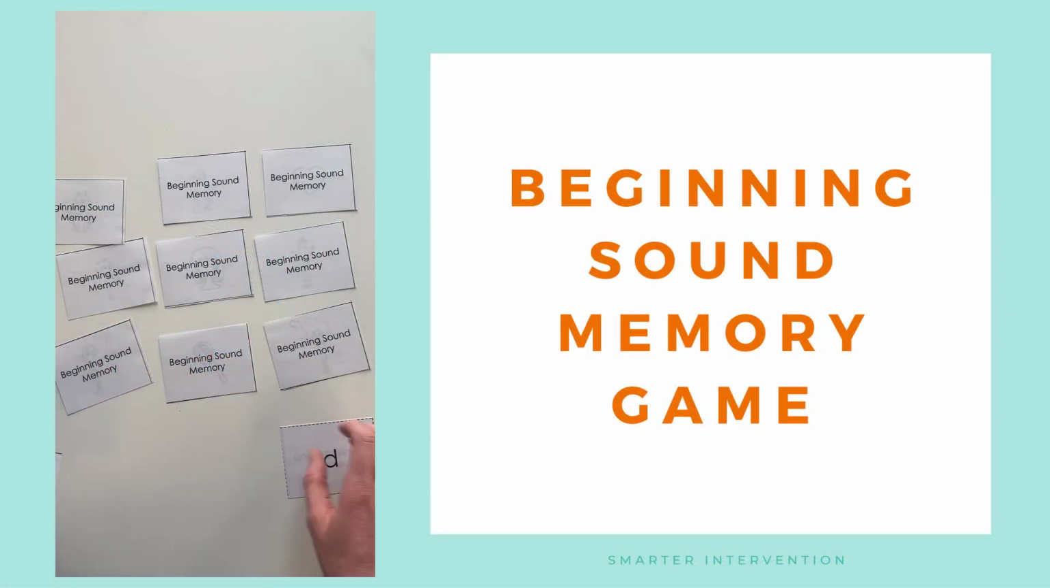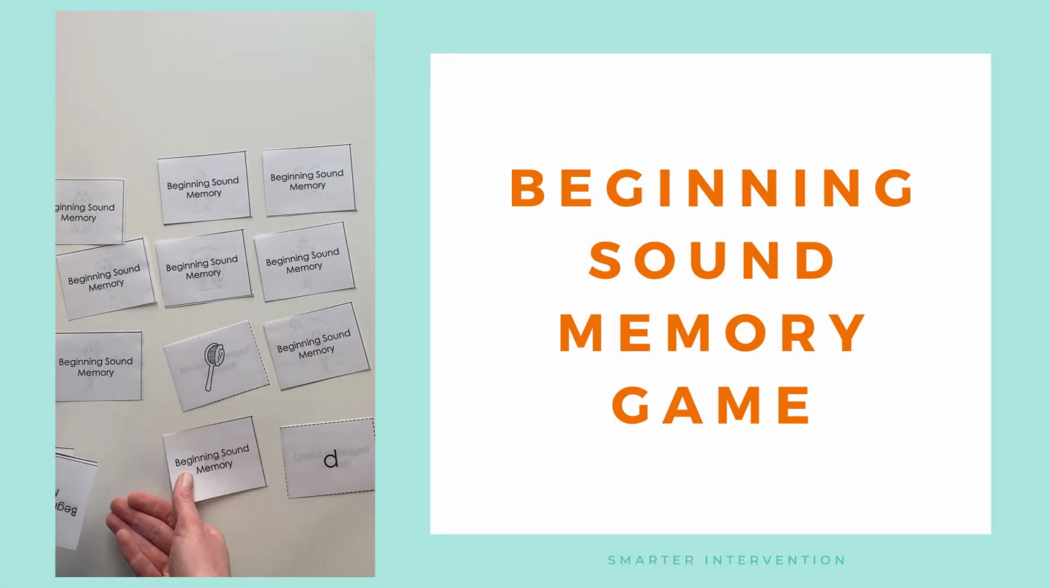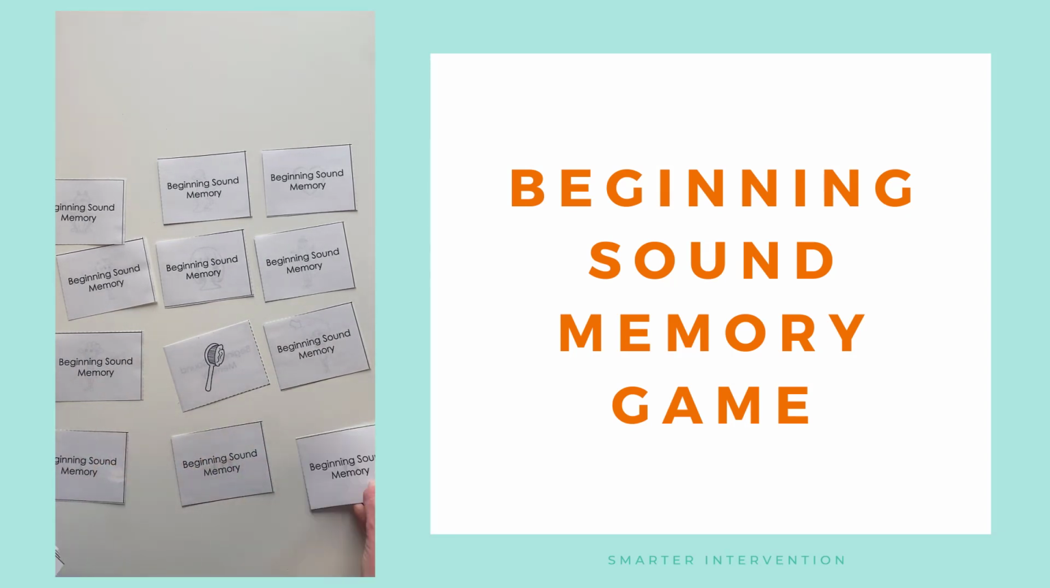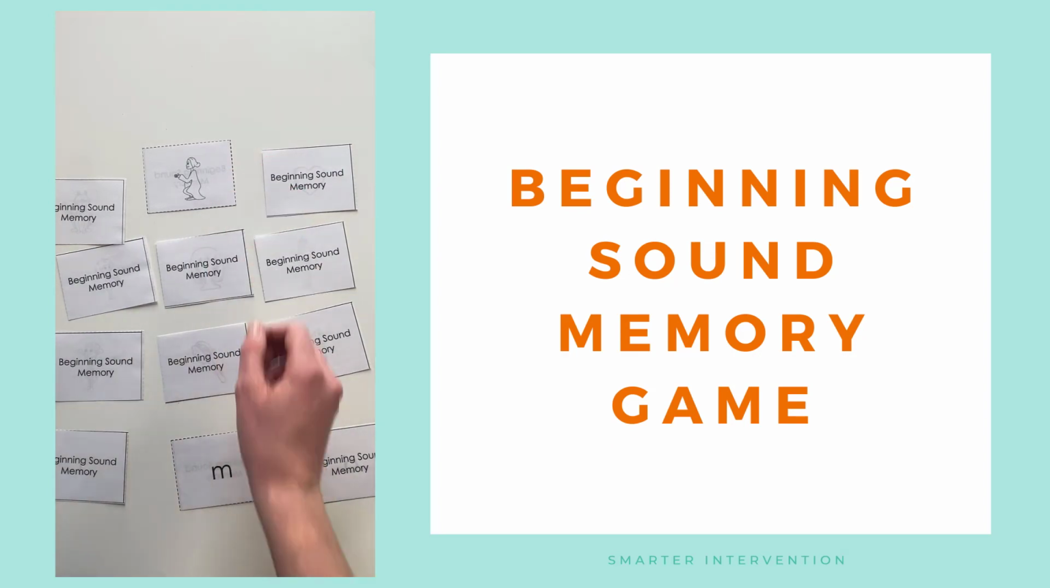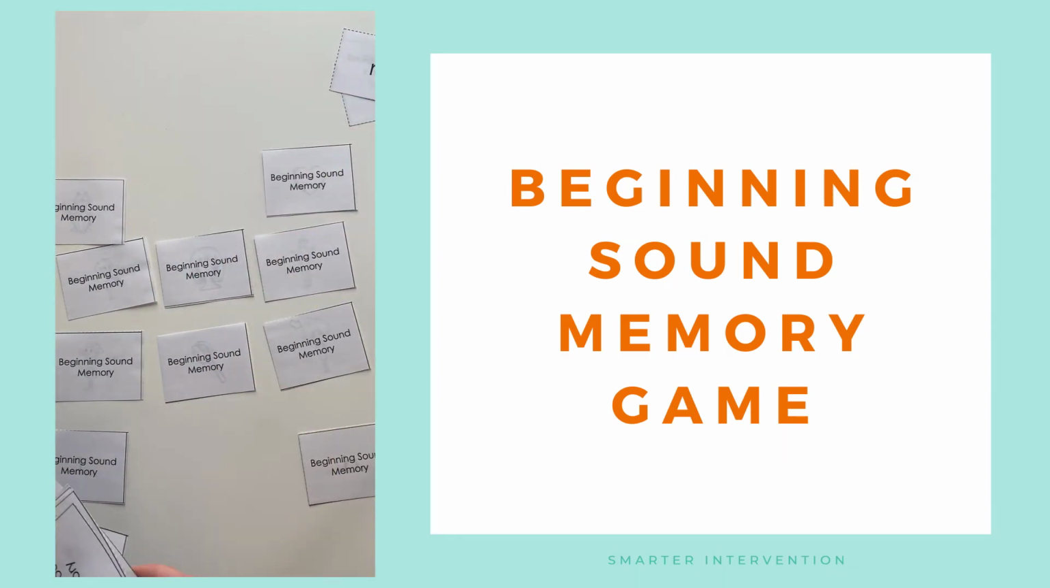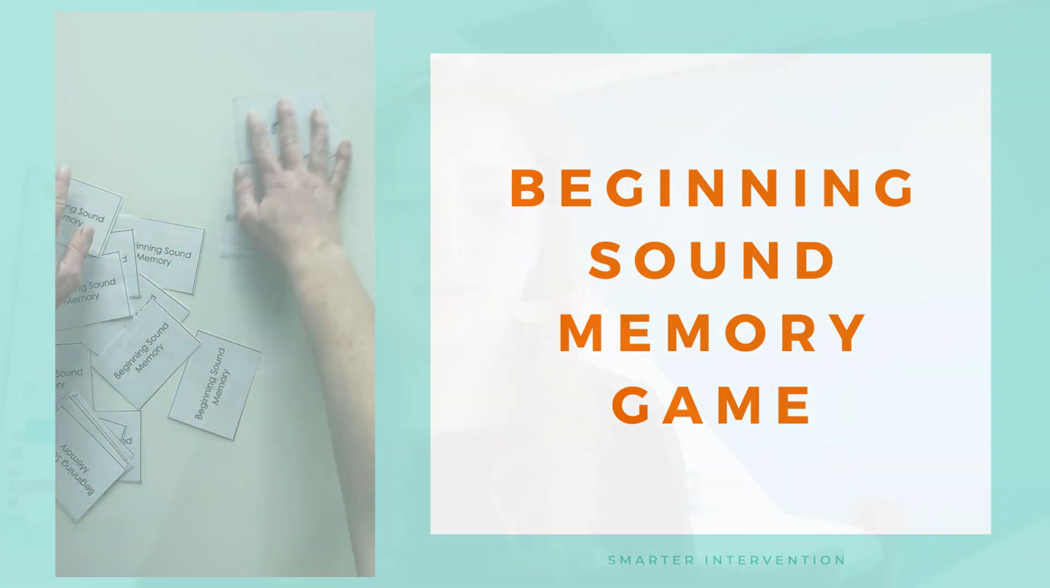Another fun way to support phoneme isolation or identification of that beginning sound is our beginning sound memory game. So we like to have students practice flipping over the cards, looking at the picture, determining the first sound, and then trying to find that letter that matches that first sound. This is quick, easy, the kids love it, keeps them super engaged during centers.